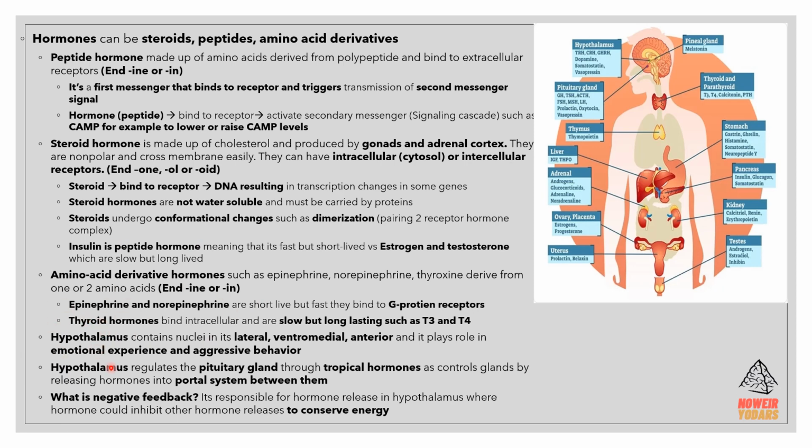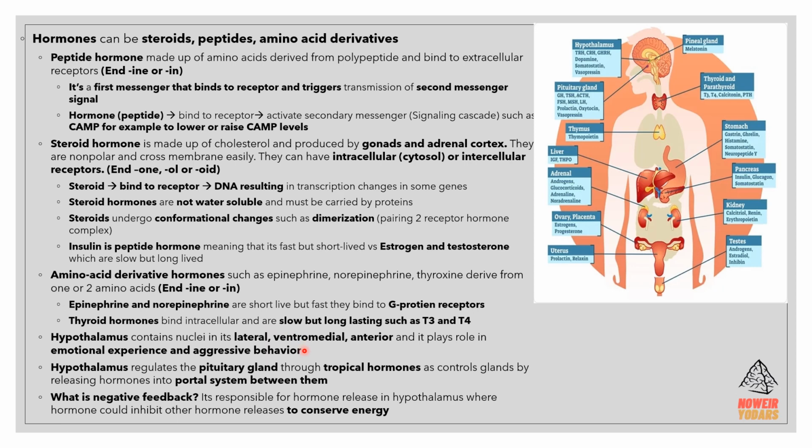So we're going to be speaking about the hypothalamus, arguably one of the most important parts of the endocrine system, because it contains nuclei, its lateral, ventromedial and anterior, and it plays a role in the emotional experience and aggressive behavior. So you see, if someone has a lot of emotional experiences or emotions, or they display a lot of aggressive behavior, it's mainly due to the hypothalamus sending and controlling the behavior or the experiences.